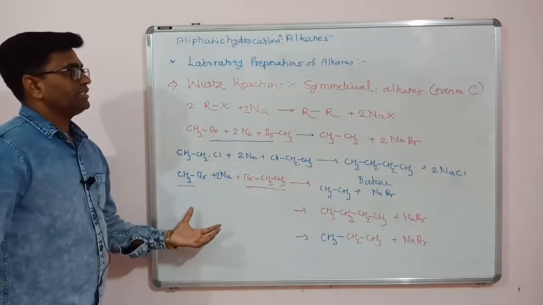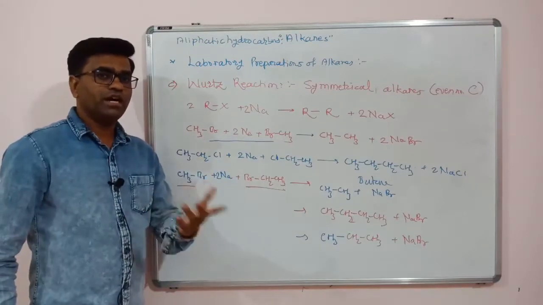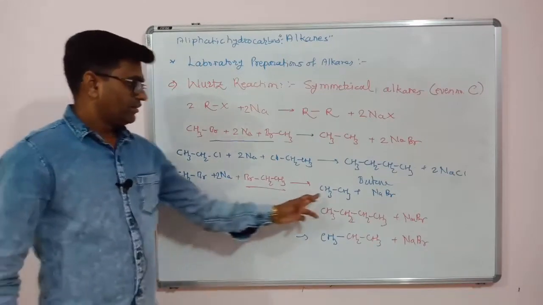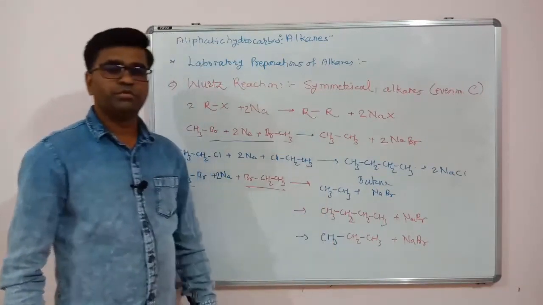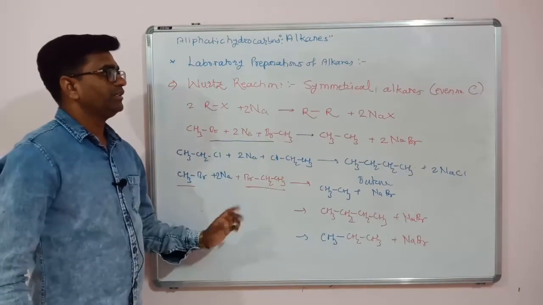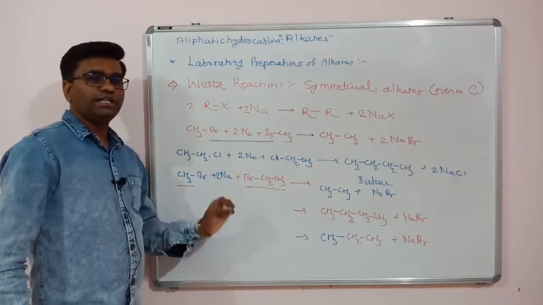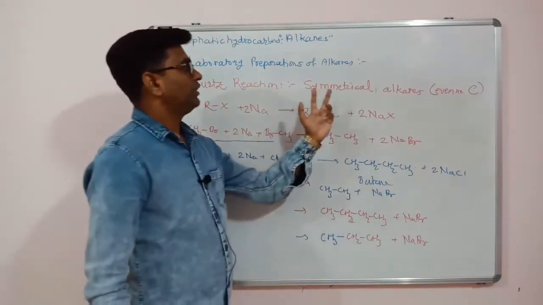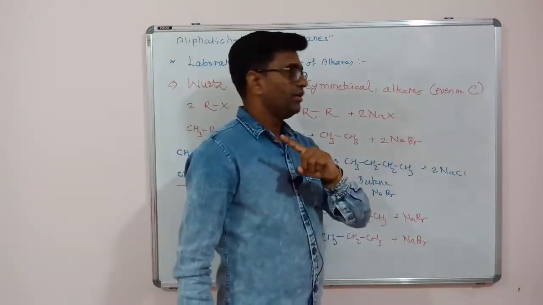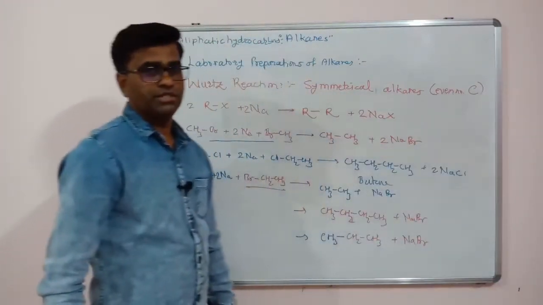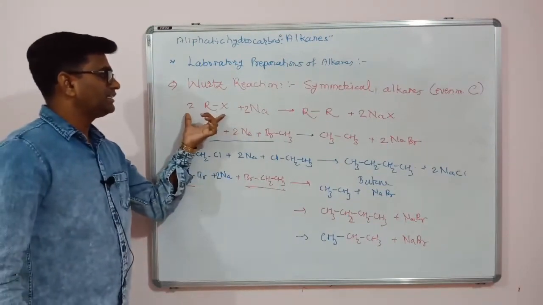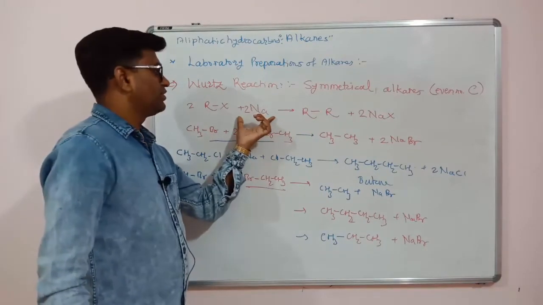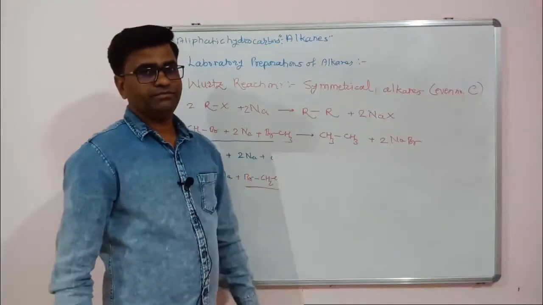So if you are trying to synthesize alkanes with an odd number of carbons, then a mixture of products is possible: ethane, butane and propane. That's why this is not a good method for the preparation of alkanes with an odd number of carbons. Wurtz reaction is a very good method for the preparation of symmetrical alkanes with an even number of carbons. Wurtz reaction means alkyl halides are treated with alkali metals like sodium, then we will get these alkanes.